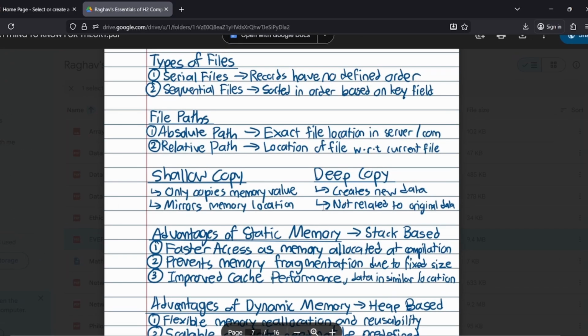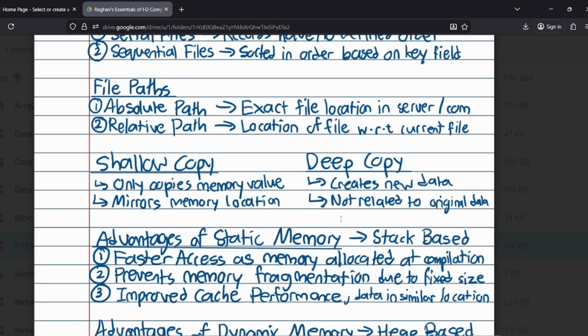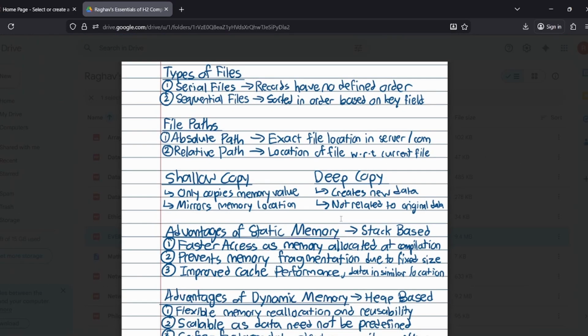Now we have shallow copy and deep copy. A shallow copy only copies the memory value of something. So let's say my friend does his computing homework and I don't do it. If I shallow copy, if he deletes his file, mine gets deleted too. If he changes it, mine gets changed too.